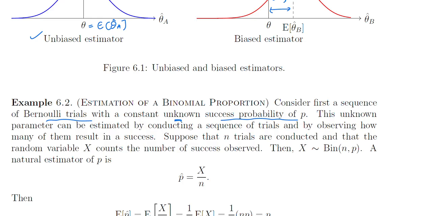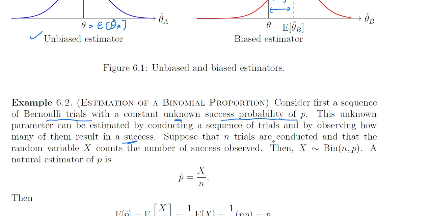Okay, and we don't know the success probability of getting head. For example, this unknown parameter can be estimated by conducting a sequence of trials and by observing how many of them resulted in a success. So what we can do, we can flip that coin 100 times and check how many times it gives the head.